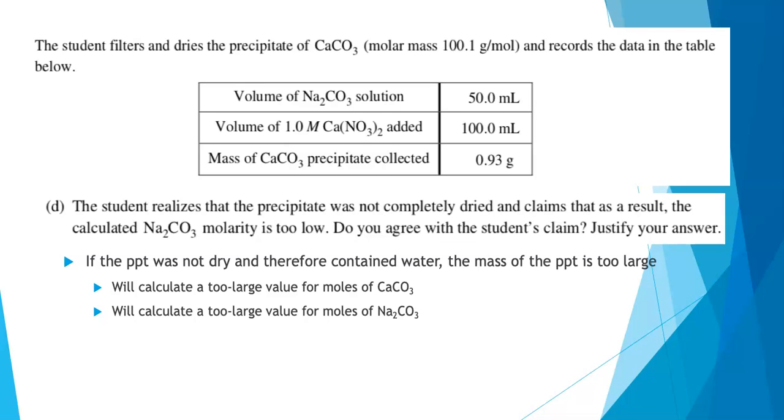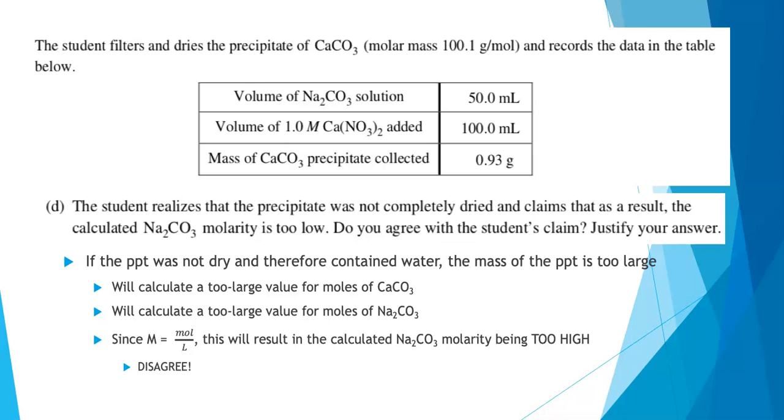So when I think about the molarity, molarity is moles over liter. So it's moles of sodium carbonate over the volume of the solution. My numerator is now too big, all right, because I had an erroneously large mass of precipitate, which means my calculated sodium carbonate molarity would be too big. So I disagree with the student's claim, and I've got my justification. This again was also 1 point, but you had to work through it and you had to show the logic of how you did it. You don't have to write a lot, but you do need to back up your answer with math-based reasoning. That's what they mean when they say justify your answer.